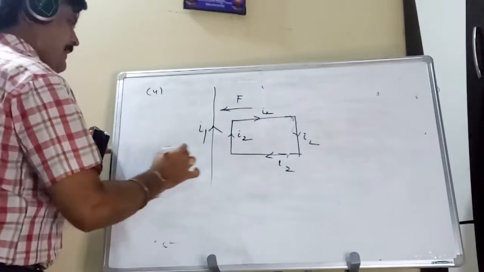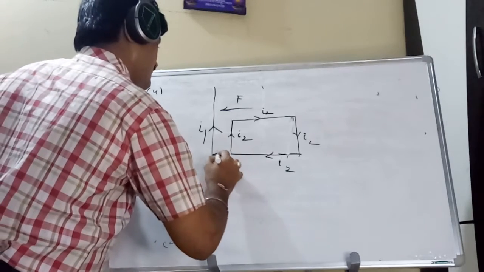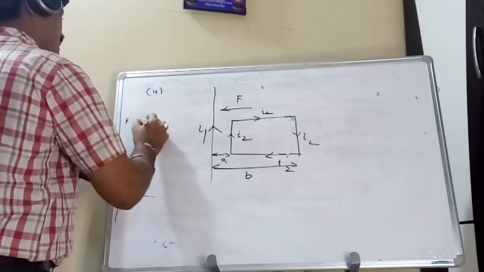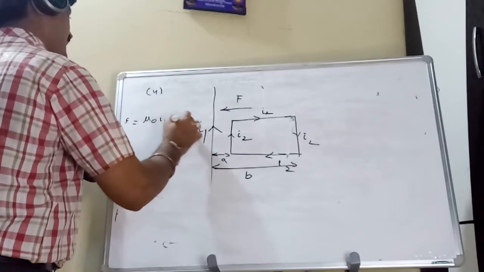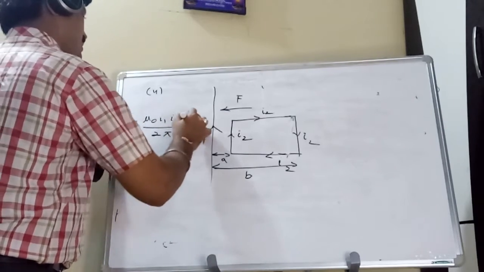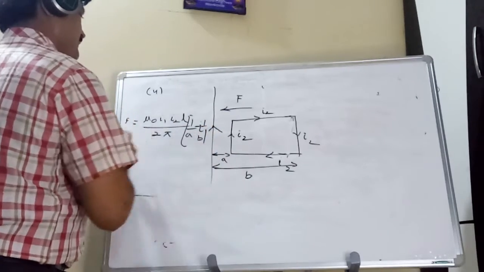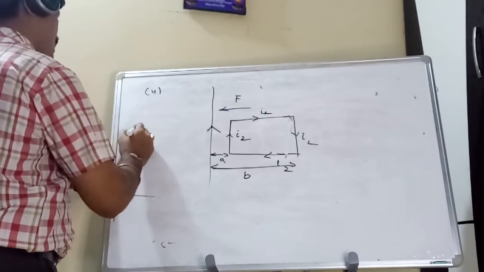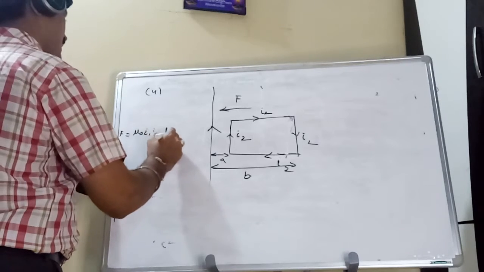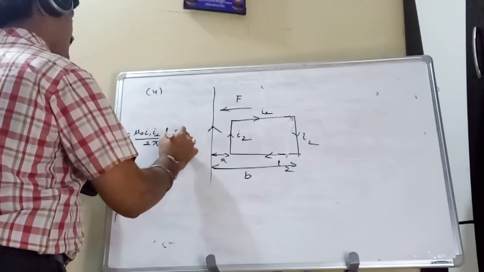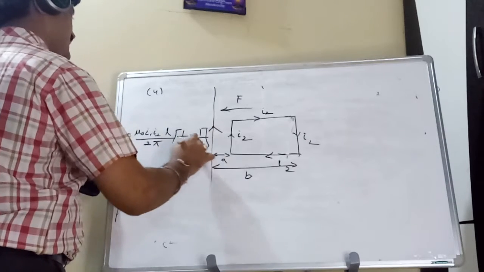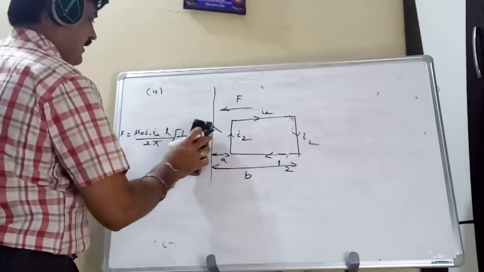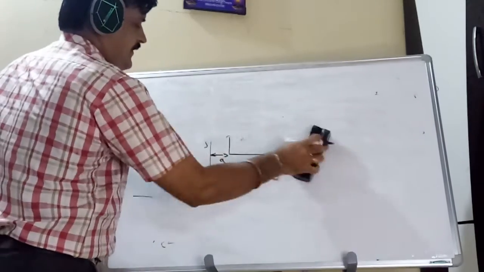The condition of force: the distance A, the distance B. So F is equal to mu naught I1 I2 into L by 2 pi into 1 by A minus 1 by B. A is the distance from the conductor carrying I1. Okay. Next, fifth point.